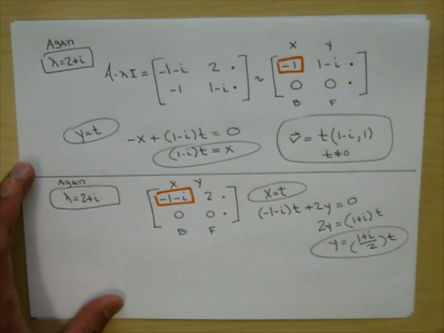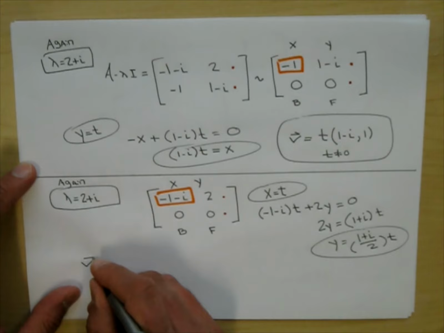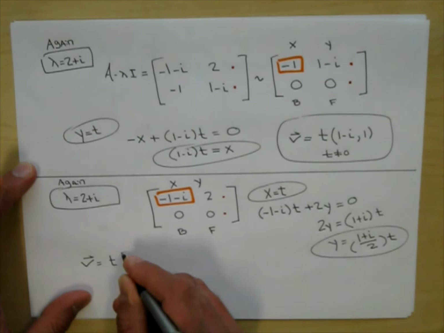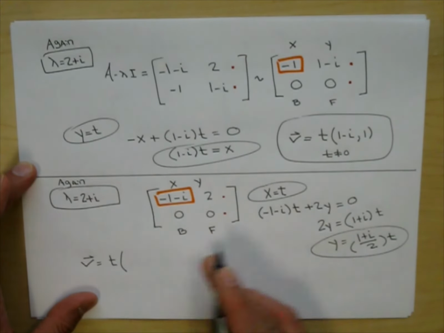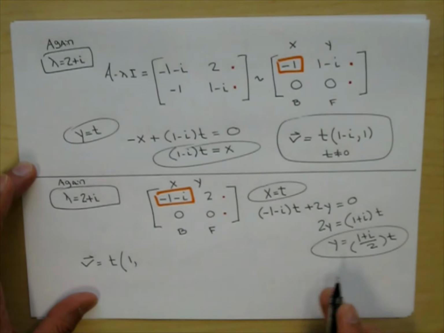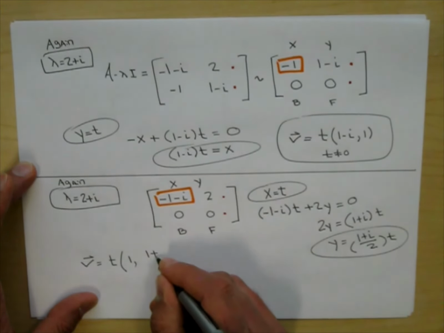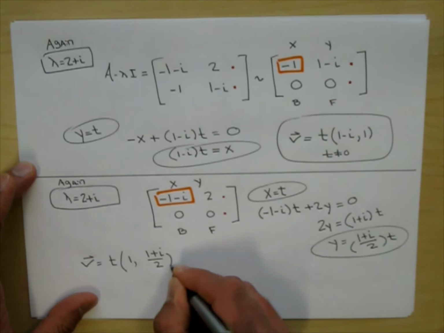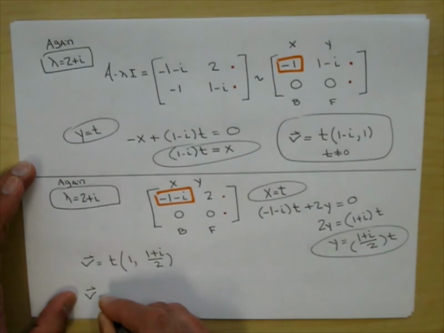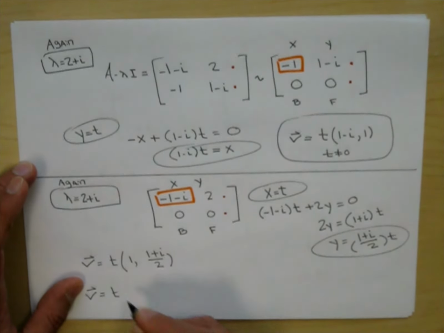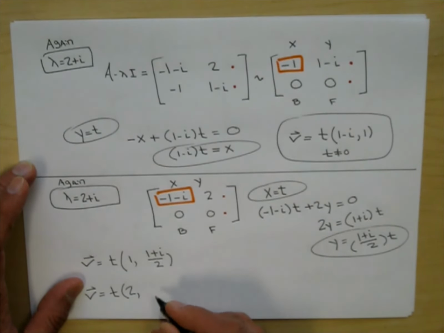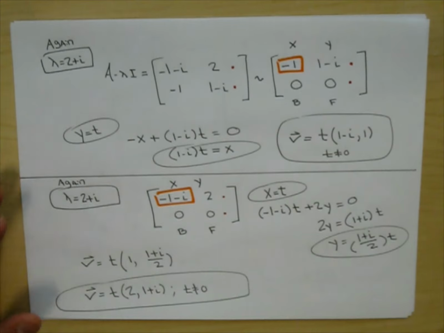So there it is. So my eigenvectors look like this: t times (1, (1 plus i) over 2). Or we could scale it so we don't have a fraction, so it says t times (2, 1 plus i). And then this says t does not equal 0. Okay, so there's another acceptable answer.